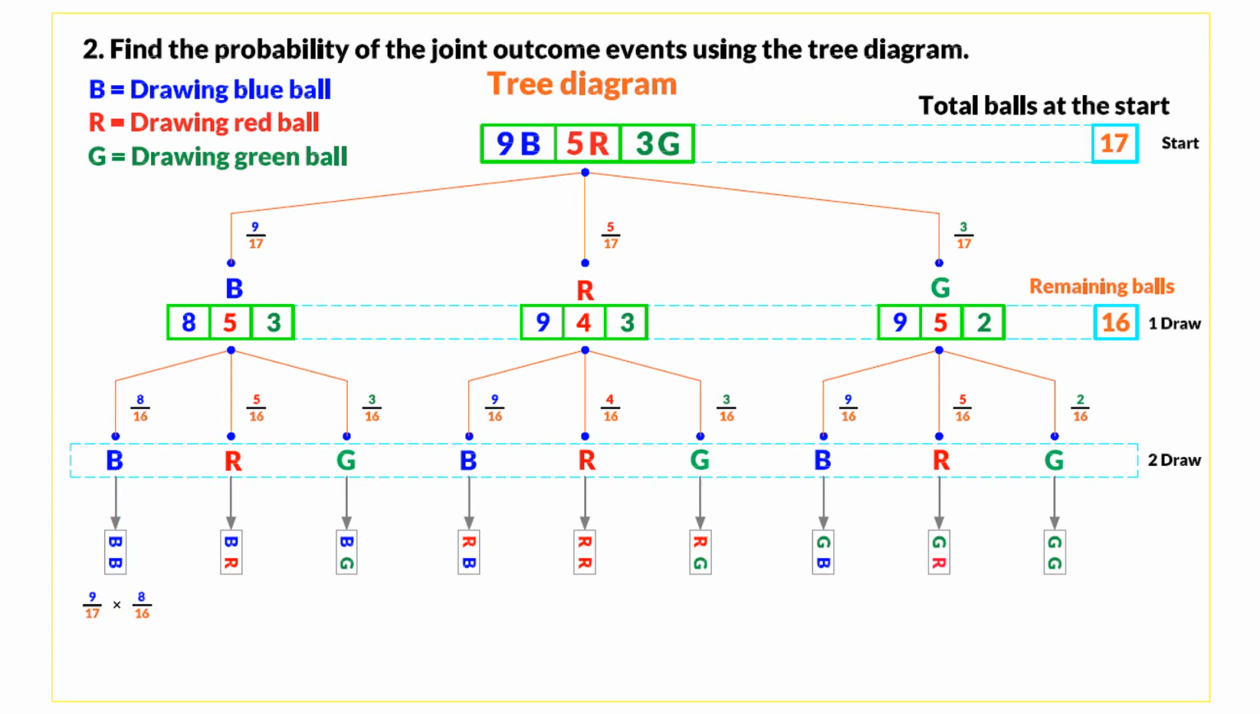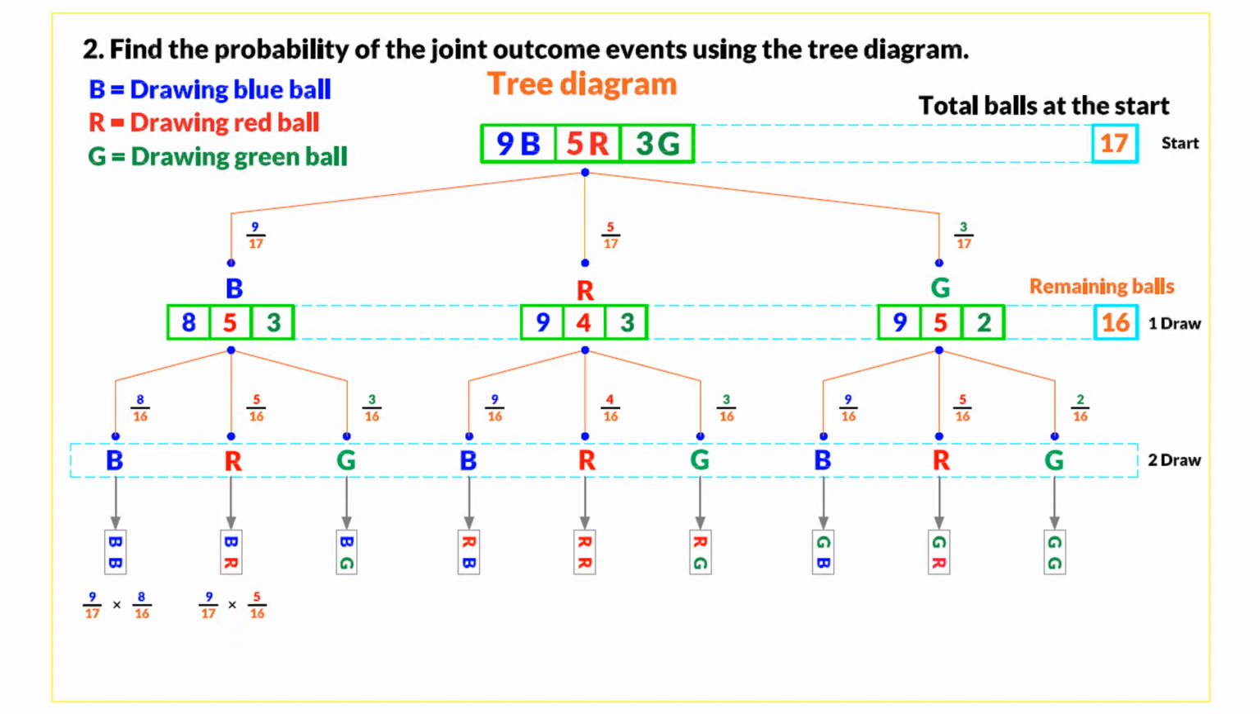So let us find the probability of blue first and red second. We highlight the branches of the tree leading to this event, and we multiply the probability of the first branch with the probability of the second branch, and we get the probability of first blue and second red.